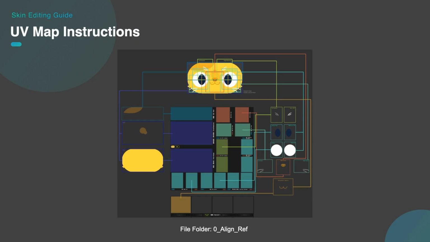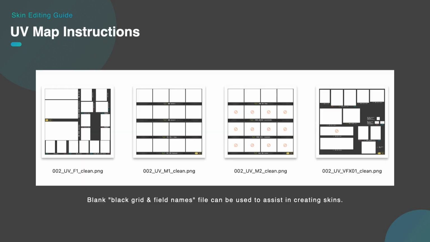In the 0-align-ref folder, there are files that mark the field ranges, showing the corresponding positions of each field on the skin and UV maps. It is recommended to use this field range reference to roughly align the areas for editing the UV maps. In the 0-clean grid folder, there are blank grid files named black grid and field names. These files can be used to assist in creating the final UV maps for skins.